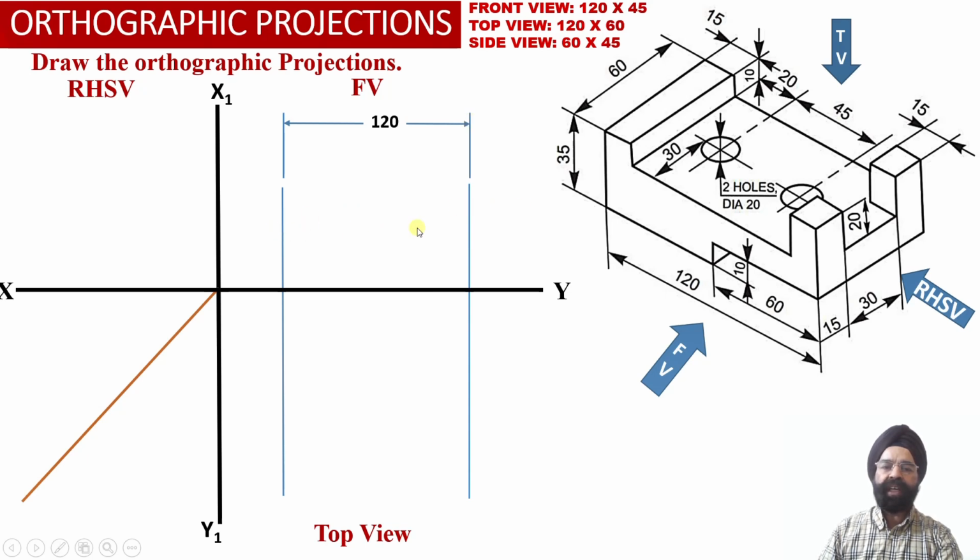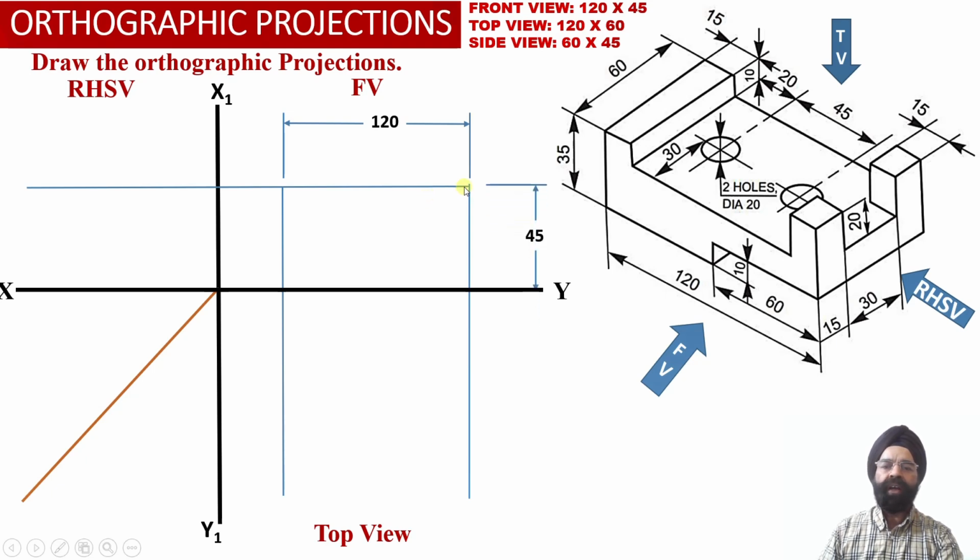And these two vertical projector lines have been obtained into the front view projections, and they have been extended appropriately into the top view projection area, because in the top view projections also the width of the solid will be equal to 120 millimeter. We know that the height of the solid happens to be 45 millimeter.